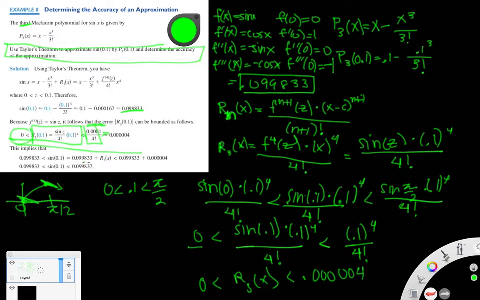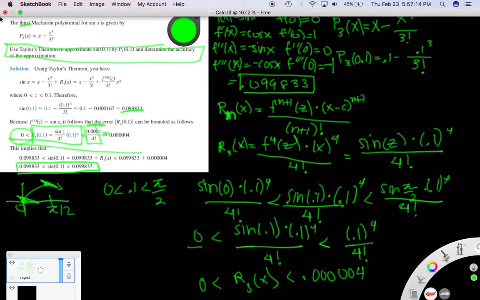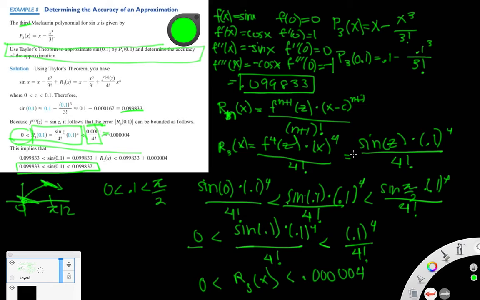And then we add this value over here, 0.099833, to 0.000004, which gives us this. And that is how they got this inequality here. And that is how you would solve an approximation when you have to use a calculator but you don't have one.